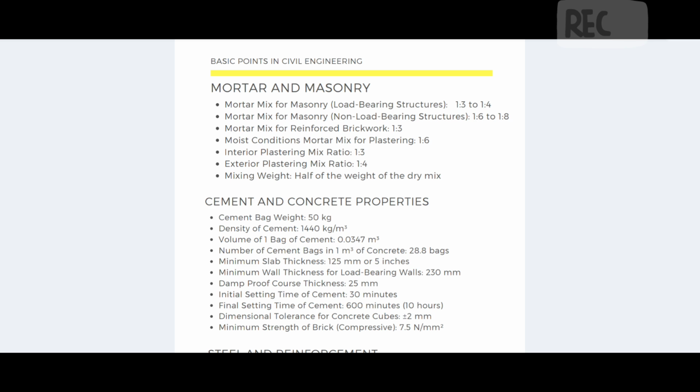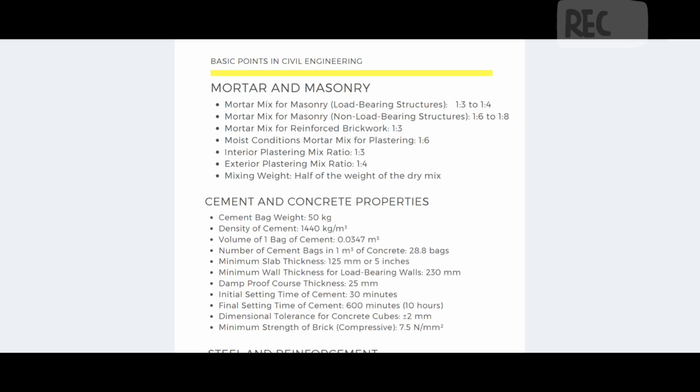Cement bag, that is 50 kg. Density of cement 1440 kg per meter cube. Volume of the bag 0.0347 meter cube. Number of cement bags in 1 meter cube of concrete is 28.8 bags, that is approximately 29 bags. Minimum slab thickness, that is 125 mm or 5 inches.